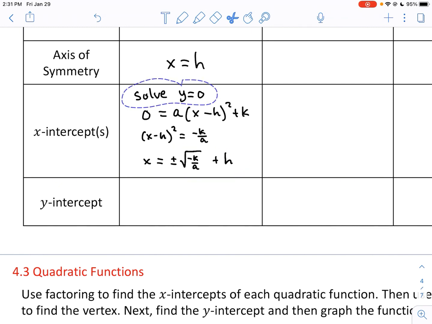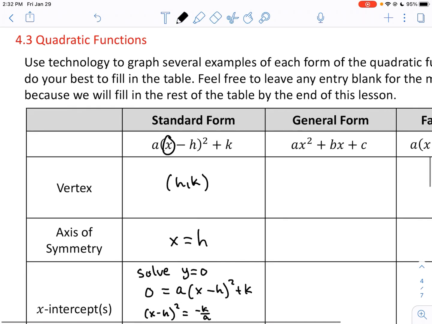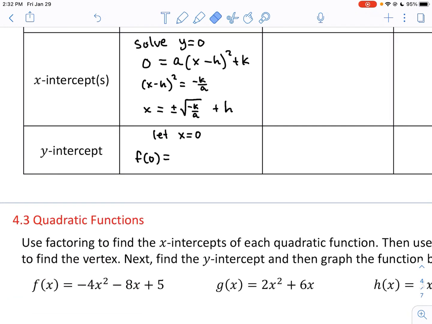I do expect you to memorize this, though. When you want to find an x-intercept, you solve y equals 0. Now, if you want to do a y-intercept, then you simply plug 0 into the function, right? I could call this f of x equals, and so just plug 0 into the function. If you plug 0 into this, you get negative h. Square that goes positive h squared times a, and then add k. So you wind up getting ah squared plus k.